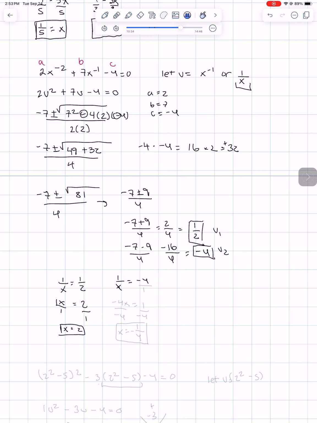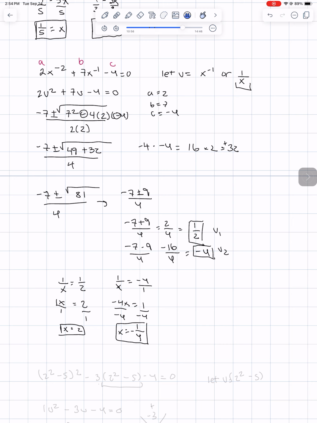And then if we do the same thing here, over 1, so cross multiply, -4x equals 1. So 1 times 1 is 1, -4 times x is -4x, divided by -4. So you get x equals -1/4. So this is how you do u substitution.